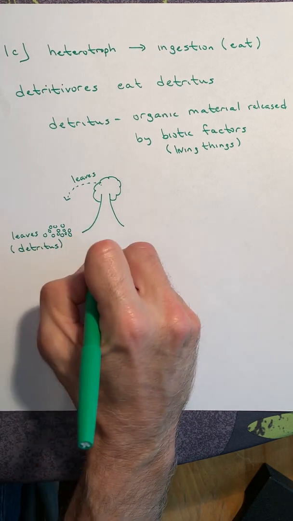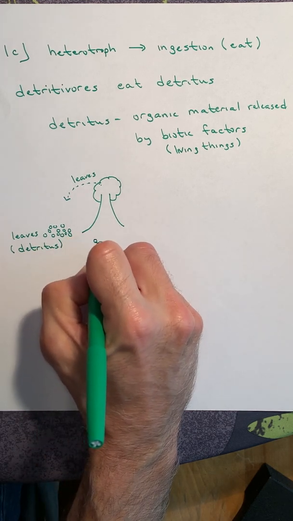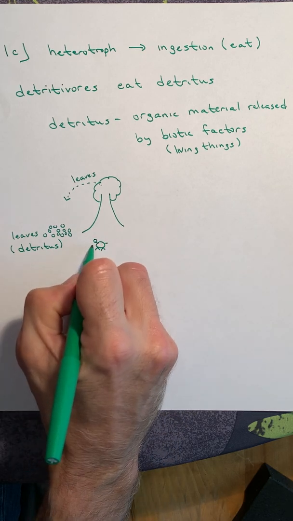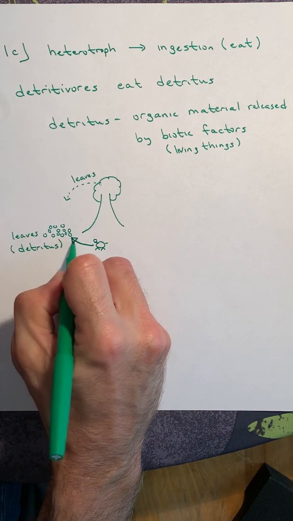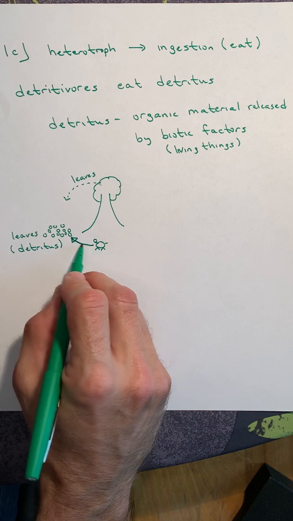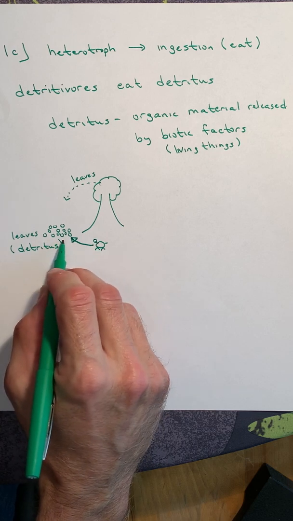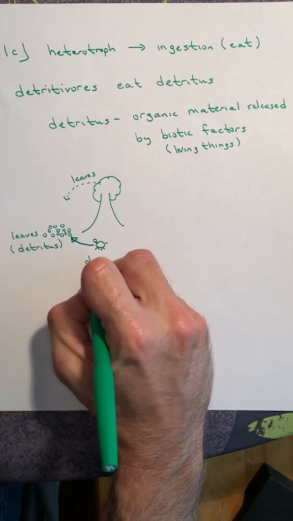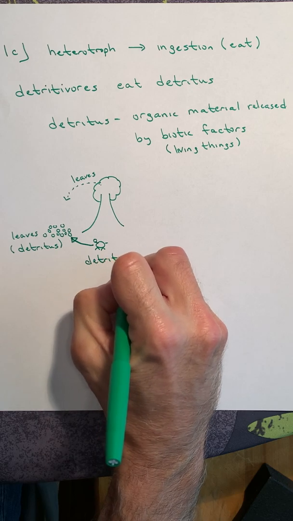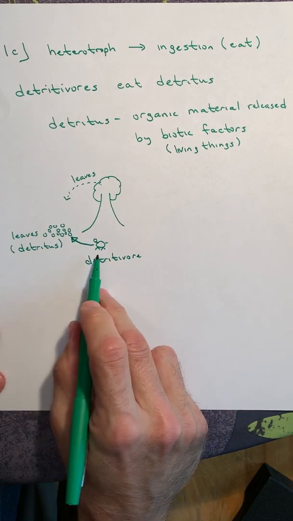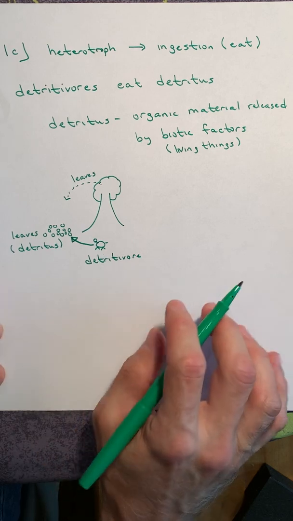Okay, so anything that then comes up, draw yourself some organism here, anything that comes up and then eats these leaves, not the tree, anything that comes up and eats the leaves, eats the detritus, is therefore by definition a detritivore. So detritivores eat detritus. So here's your terrestrial example.